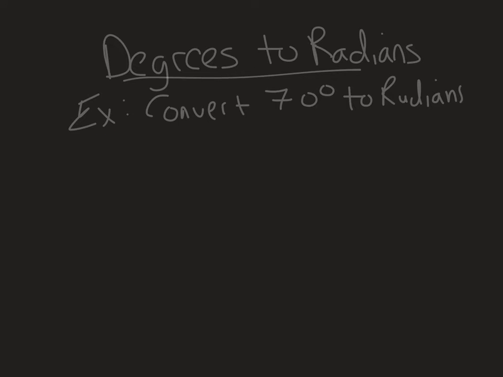So for example, if I want to convert 70 degrees into radians, now this might not be the most popular method. Usually it's pretty rare you go from degrees to radians, normally it's the other way around, but for the sake of completion, I'll show you. So I'm going to write my formula, pi over 180 equals r, because I don't know the radians, over the degrees, which in this case is 70.